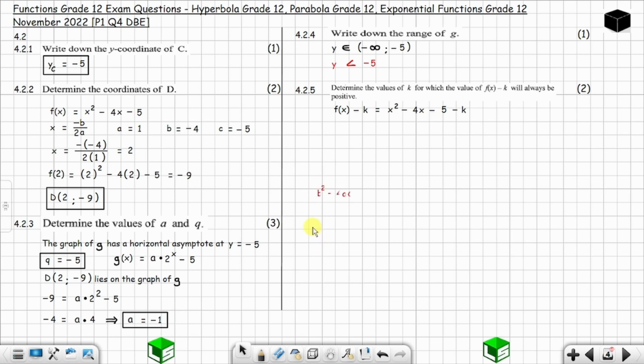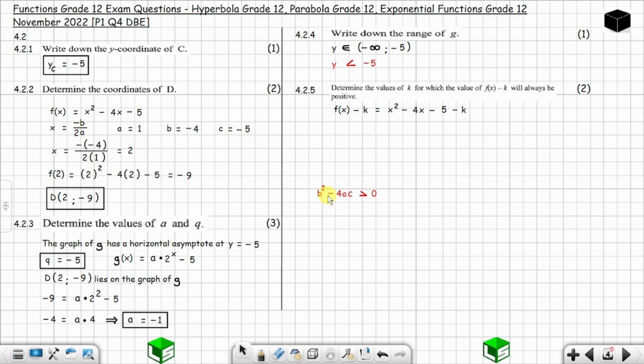This is the discriminant. When the discriminant is greater than zero, this is what we have to know: you are going to have the parabola touching the x-axis at 2 different points. Remember, we are dealing with a parabola.